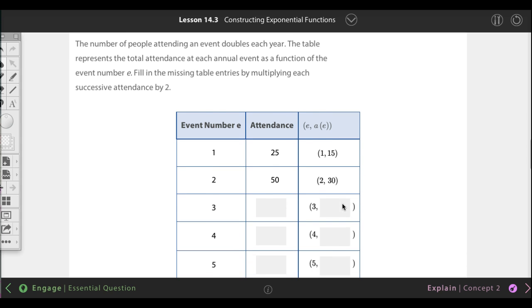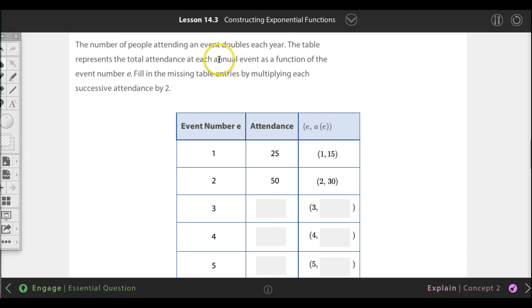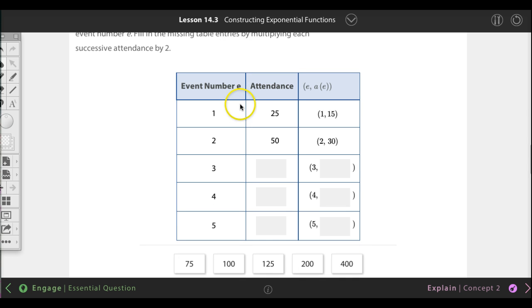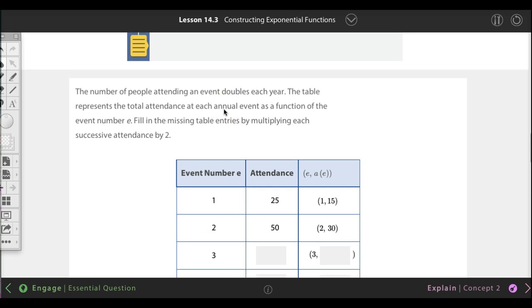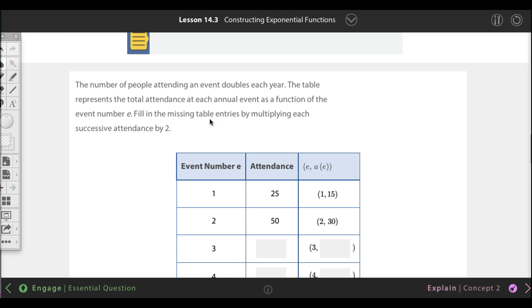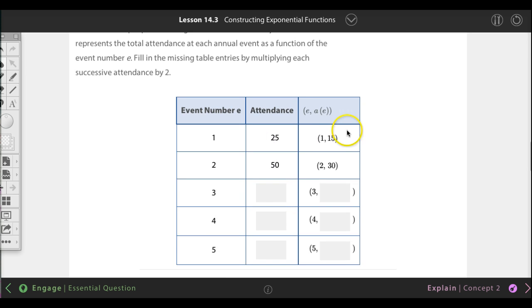Now, this one is another kind of situation. Sometimes you try to attend an event and the ticket prices go up, right? So first year, oh, this is actually the number of people attending an event. I'm sorry, Miss Choi didn't pay attention when she was reading. So there you go. The first time they had an event, nobody knew about it, so only 25 people came, okay? And if you put it in an ordered pair, it would be 1, 25.